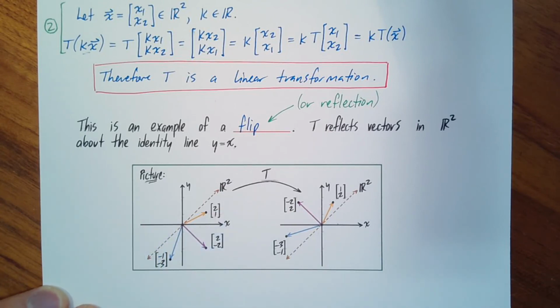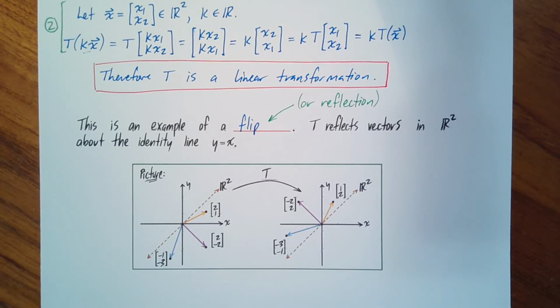And same with the blue one. Right? You can check that the blue one has coordinates negative 1, negative 3 down here. If you plug it into T, it's going to swap the order, and you're going to get negative 3 on the x-axis and negative 1 on the y-axis, which puts you over here. And so the picture tells the whole story. Right? It really does flip those vectors across that identity line.